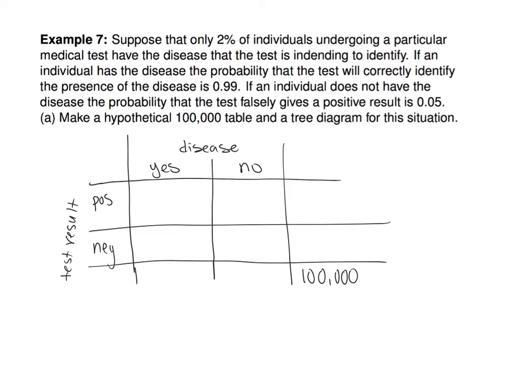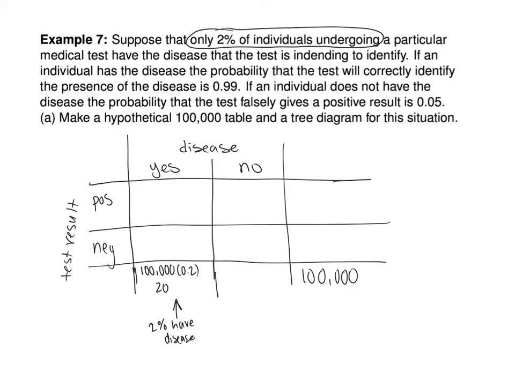The 100,000 goes here. Now, the thing to start with is you know that only 2% of individuals have this disease. So this is my yes disease column. 2% have the disease. So take 100,000 times 0.02. So out of that sample of 100,000, you're going to have 2,000 who have this disease. And the remaining don't. So take 100,000 minus 2,000, and that gives you 98,000 people who get this test who don't have the disease. Okay, so this was the first thing I did. This was the second thing I did.